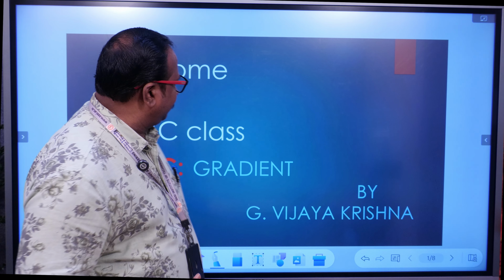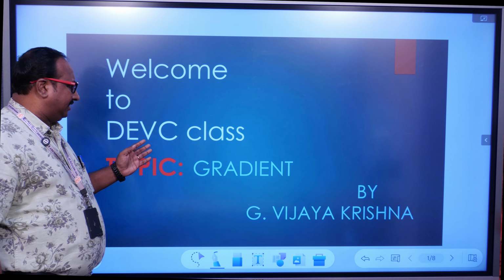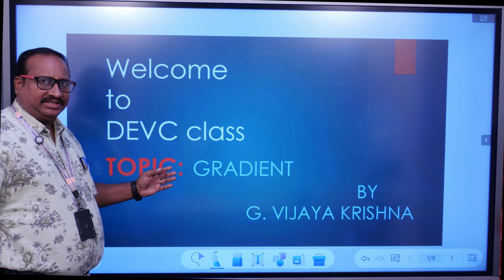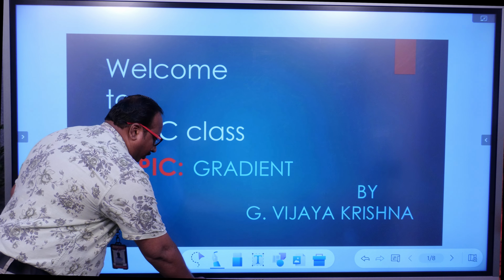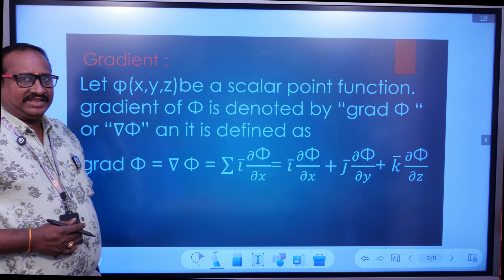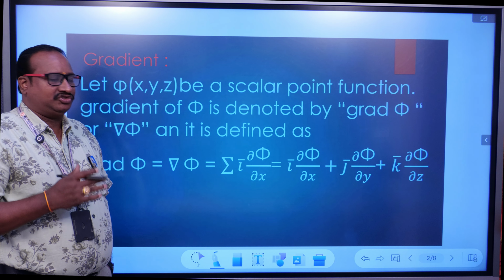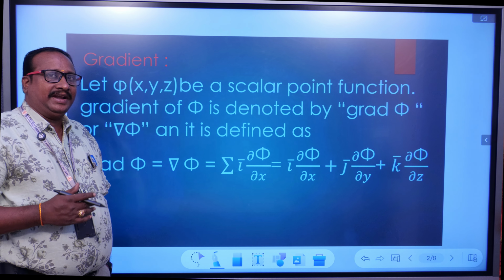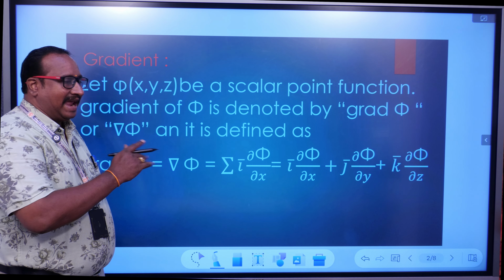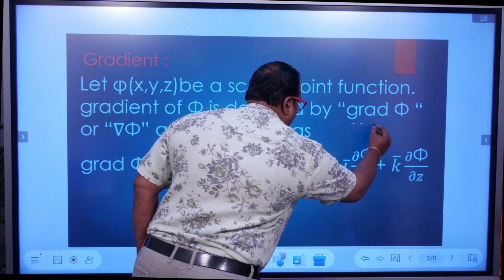Today I am going to share my knowledge regarding gradient. So what is gradient? What is the definition of gradient? See, this is the welcome slide. Today we are going to take a class, and particularly the topic is gradient. So see the definition of gradient. Phi is a scalar point function which is in terms of x, y, z. Then the gradient of phi is denoted as grad phi or del phi.